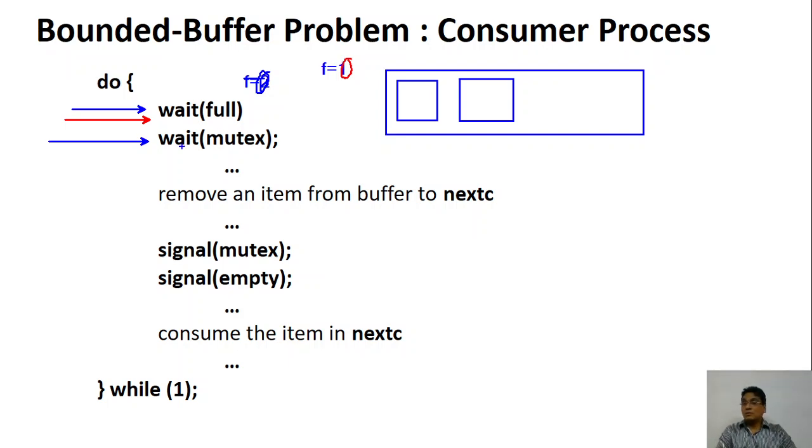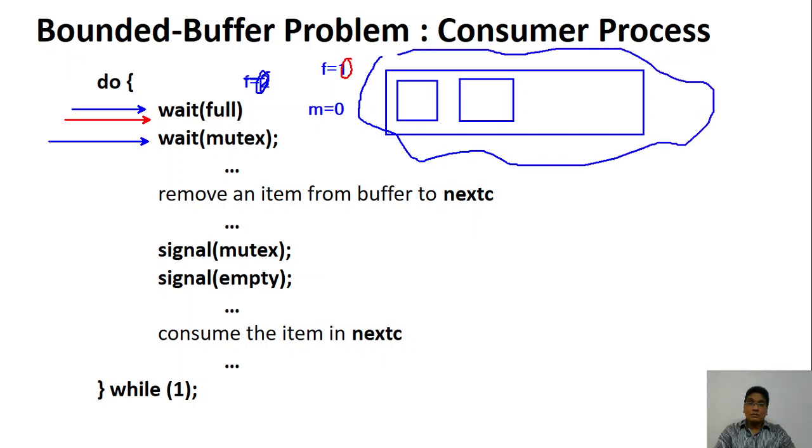When the consumer goes to this step, what will the consumer do? Assume that M is for mutex. The first consumer will change the value of mutex from 1 to 0. In other words, the consumer will lock this whole thing. So what will happen to the second consumer? The second consumer will also come to this line, but when she comes to this line, she finds that it is already locked. I can't do anything. Even though one item is there, I can't do anything because it's already locked.